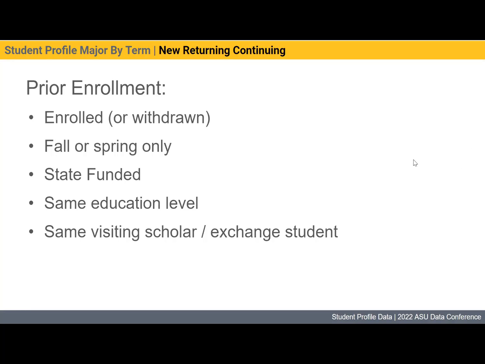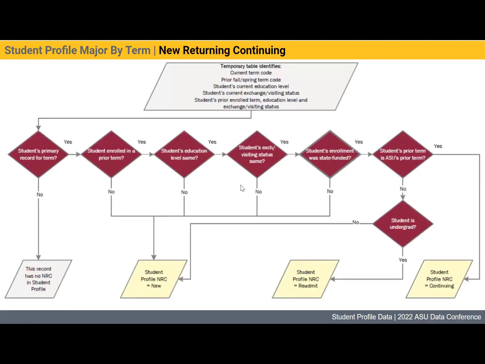So sometimes a visiting scholar comes back a few years later, and now they really are going to graduate from ASU. We take them out of the student group, and then they'd probably be a new transfer. Okay, so here is a diagram of how we calculate NRC. This is very high level. There's some more detail that goes into it that's not here, but this is just basically the questions that you would ask looking at a record to decide, is the student new, continuing, or readmit.